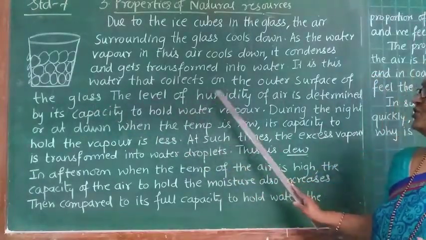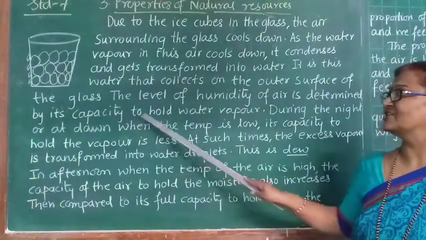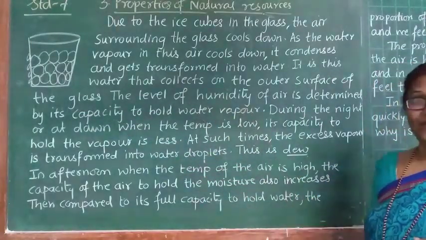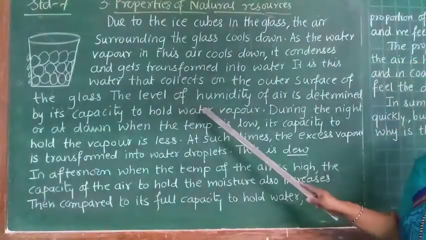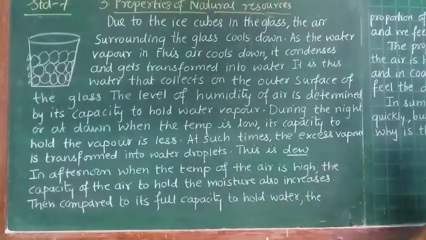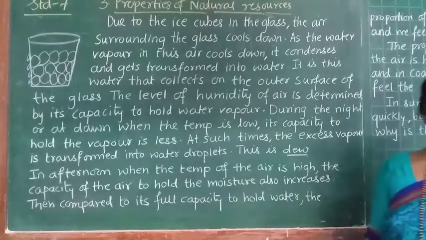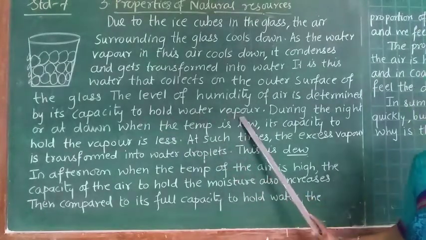The level of the humidity of the air is determined by its capacity to hold water vapor. So how can you determine the level of humidity? Whenever you want to determine the humidity of air, how can you determine it? You can determine it by its capacity to hold the water vapor.